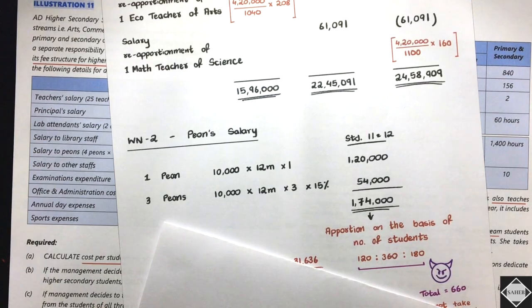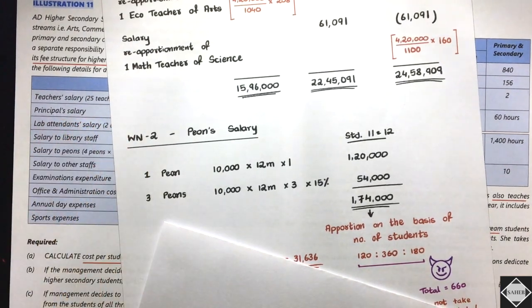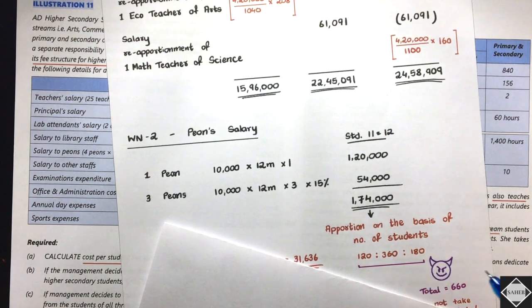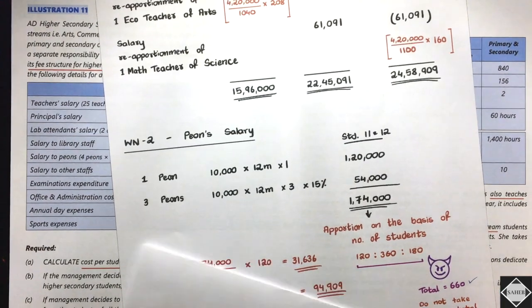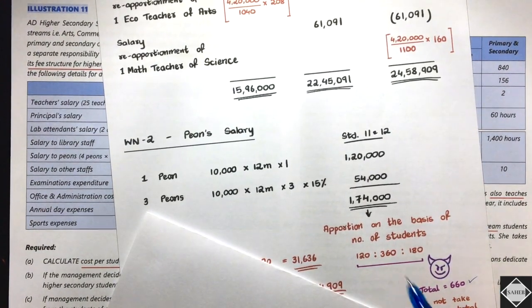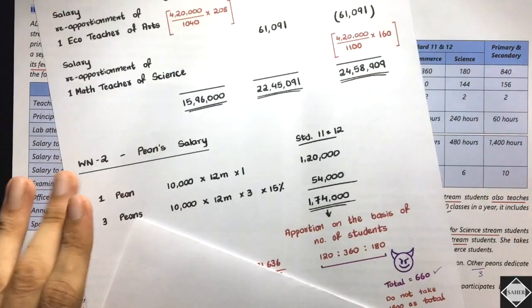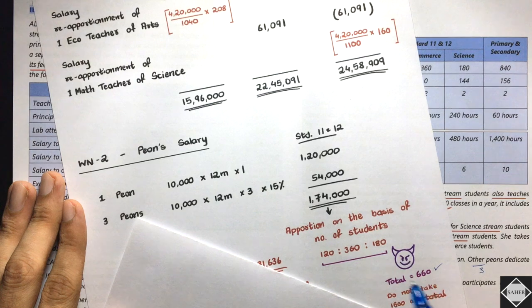This is the general ratio that we use, number of students. But you have to remember there is a devil in that. There is a high chance that students will make a mistake over here. You may also make the mistake. So please write this note somewhere if you are solving this question. 120 is to 360 is to 180. So the total is 660. This is right, not 1500. 1500 means 120 plus 360 plus 180 plus 840. That's completely wrong. The total is 660 only.